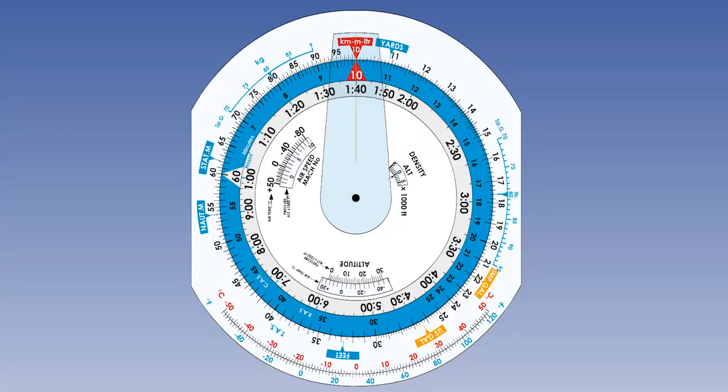The scale for temperature conversion between Fahrenheit and Celsius can be found at the bottom of the circular slide rule face. It's a simple linear comparison scale, and its use is self-evident.